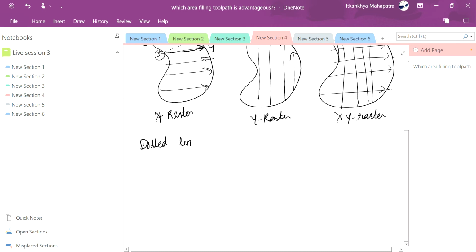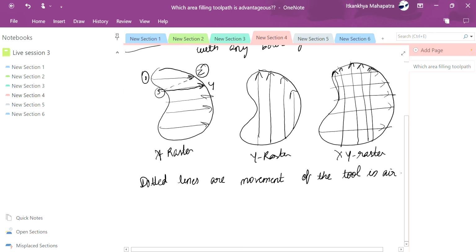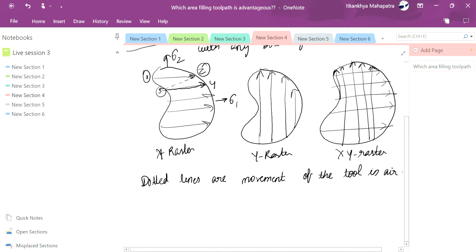Dotted lines are movement of the tool in air. So now what happens in X raster? Suppose the strength along this is sigma 1 and the strength along this is different, sigma 2. The same happens with Y raster. Now here in Y raster, we deposit the material along Y direction.